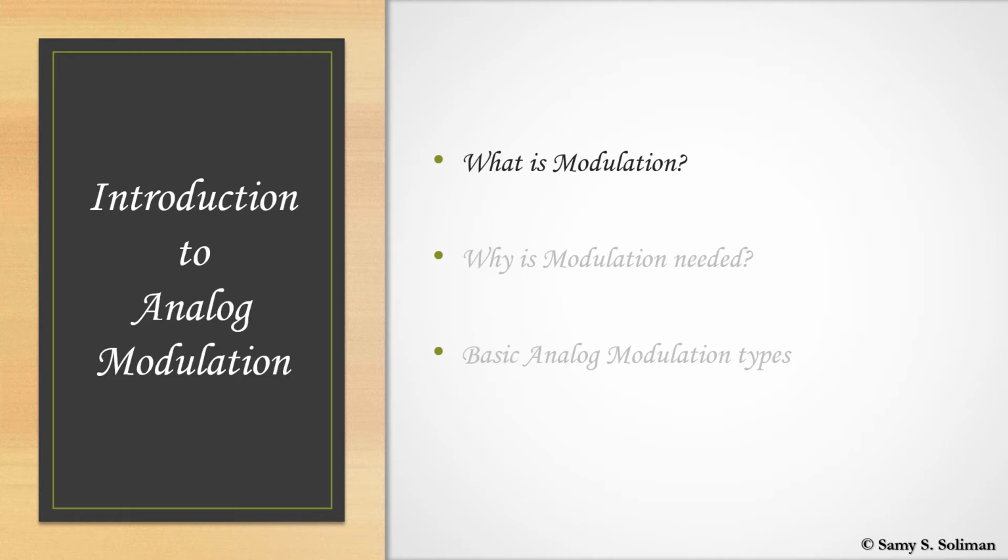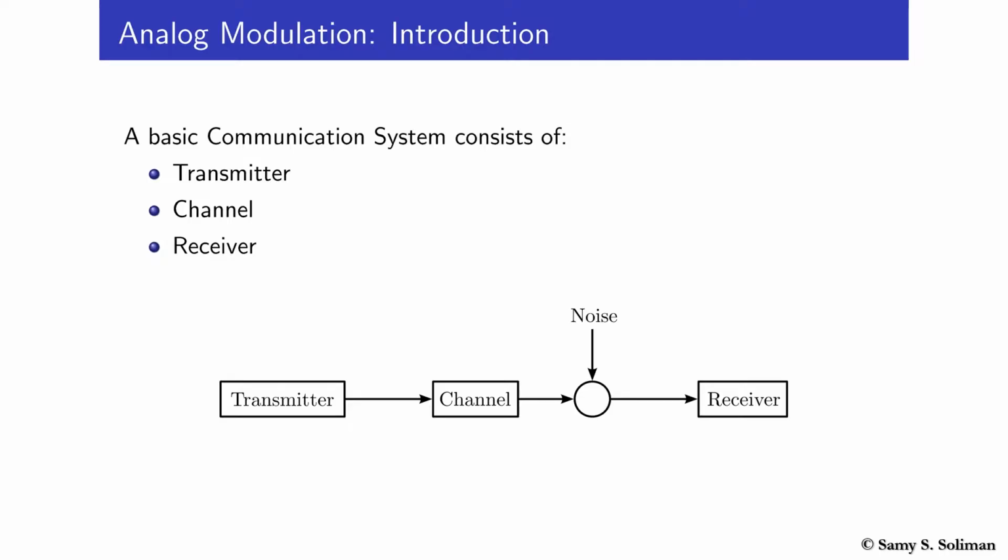In order to understand what is modulation, let's start with understanding what's a communication system. A basic communication system consists of three main components, and these are the transmitter, the receiver, and the channel in between. The purpose of any communication system is the transfer of information. So the sending node or the transmitter has some information that needs to be transferred to the receiving side.